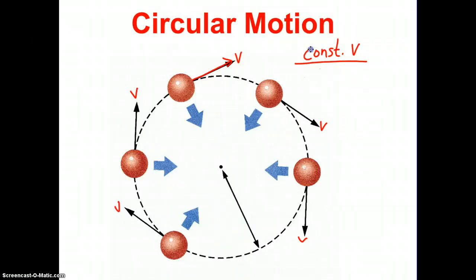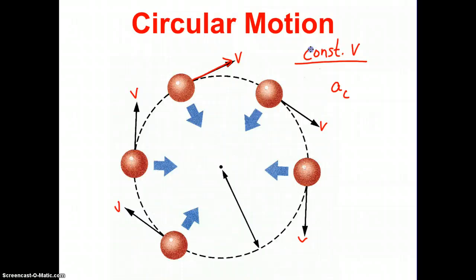Yet this object is accelerating, and we call that acceleration centripetal acceleration with the label a subscript c. Now, why is that? The reason that it's accelerating is because though the magnitude of its velocity is not changing, the direction of the velocity is constantly changing at any given moment. So that acceleration, we give a special term. That acceleration is called centripetal acceleration.